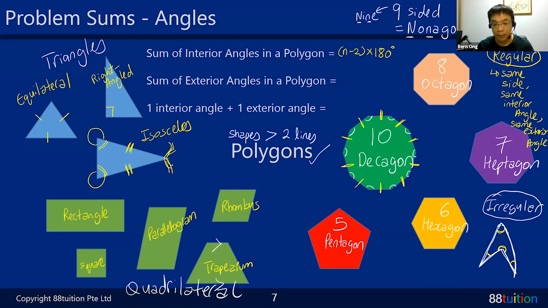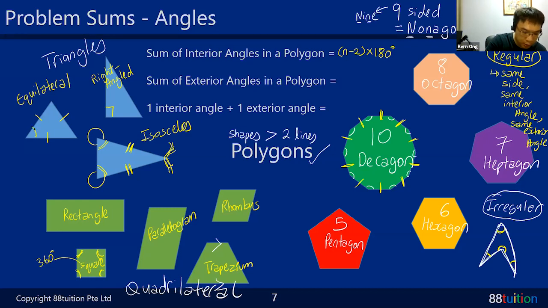For instance, a square, which is a quadrilateral, got 4 sides. So your N represents your 4. 4 minus 2 is a 2. 2 times 180, 360. Is it true or not? Square. All the inside must add up to what? All the inside must add up to 360. Is that true? Yes. How about a triangle? All the inside must add up to 180.